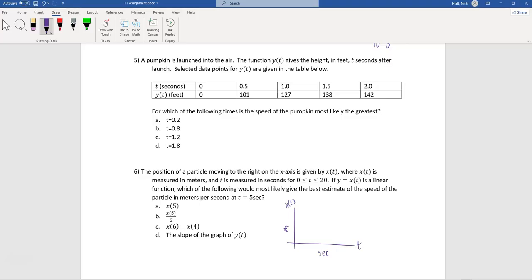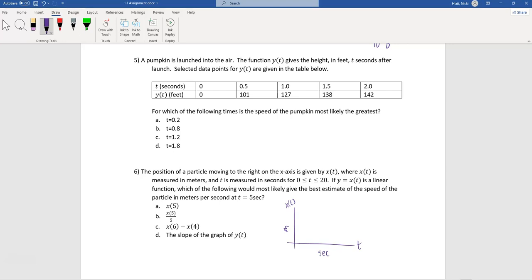And we're going from 0 to 20. If y equals x of t is a linear function, which of the following would most likely give the best estimate of the speed? There is a condition where both B and D can be correct, okay? Because we're saying the x of t is linear, right?